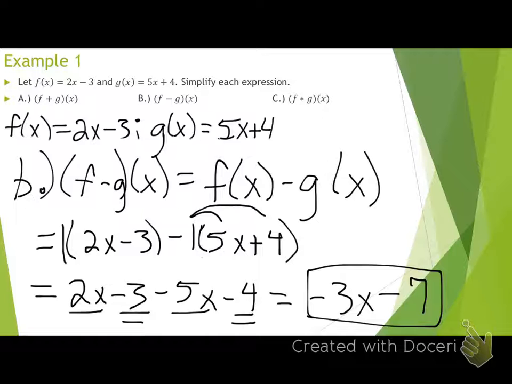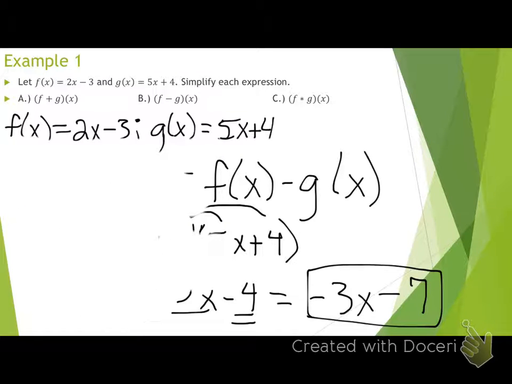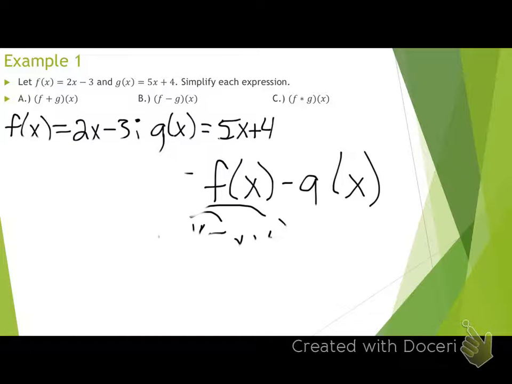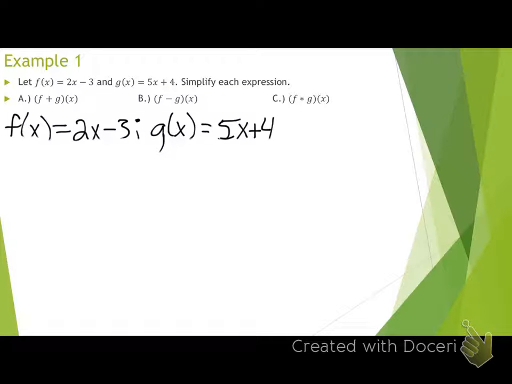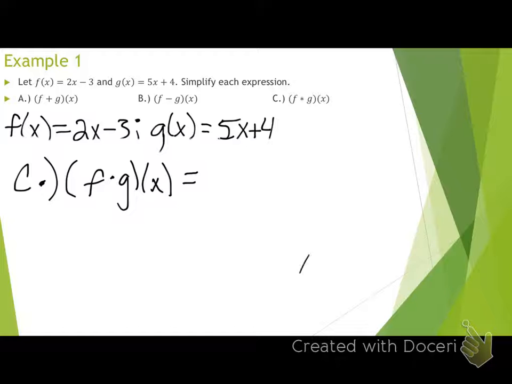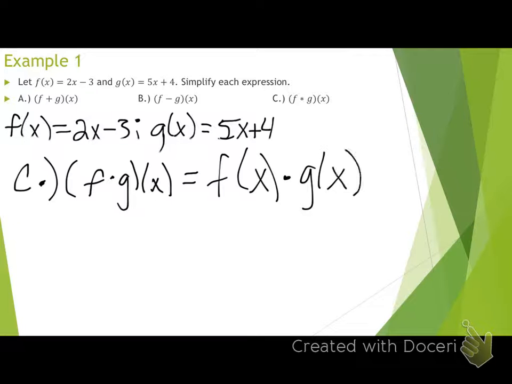Can I erase? Yes. Just briefly touching on letter C. F times g of x. What does f times g of x tell me to do? F of x times g of x. Everyone okay with that?